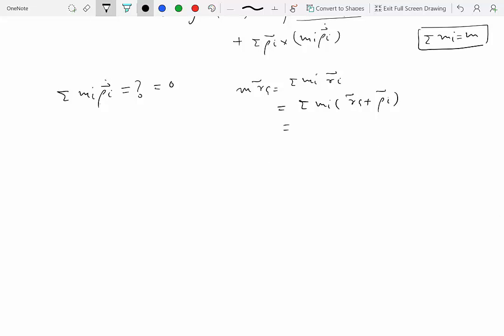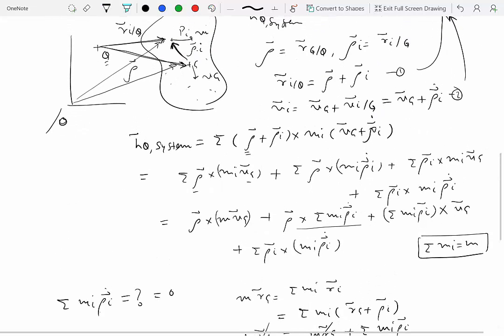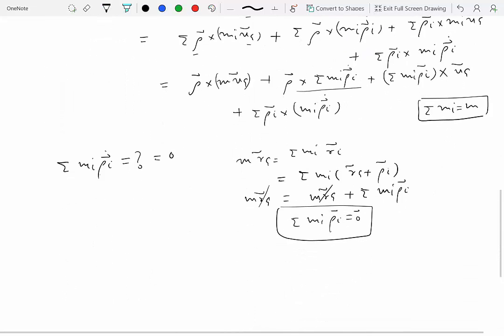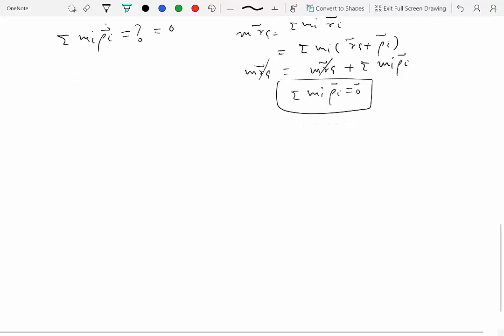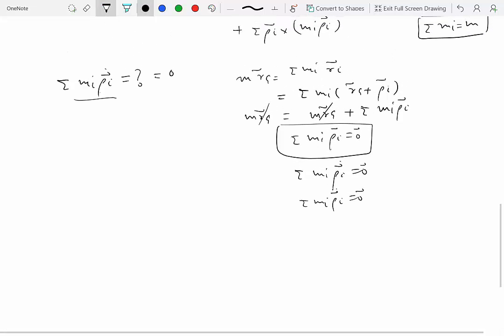So what do we get here? This becomes m times rg, because sigma mi is m, plus sigma mi rho i, and on the left hand side we have m rg. These two cancel, so we get sigma mi rho i equal to 0, and that makes sense. Why is this quantity 0? This quantity is 0 because this is computing the center of mass of a system of particles with respect to itself, and the center of mass of the system of particles with respect to itself, of course, has to be 0. And if you differentiate it once, you get sigma mi rho i dot equal to 0. And if you differentiate it once more, you still get the same result. That's also 0, right? These are all 0 quantities. So sigma mi rho i dot is 0.